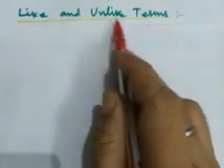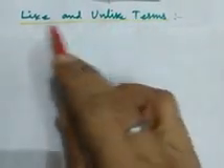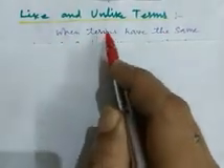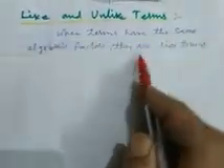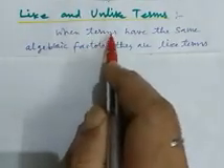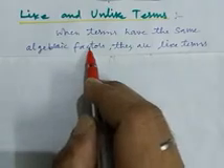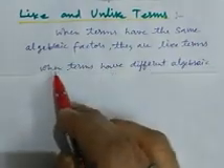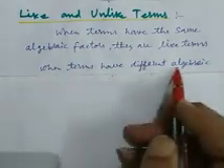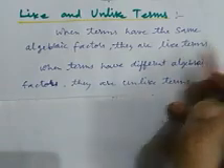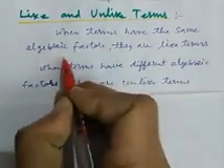Like and unlike terms. Now we learn like and unlike terms. When terms have the same algebraic factors, they are like terms. When terms have different algebraic factors, they are unlike terms. So here we take some examples of like terms.